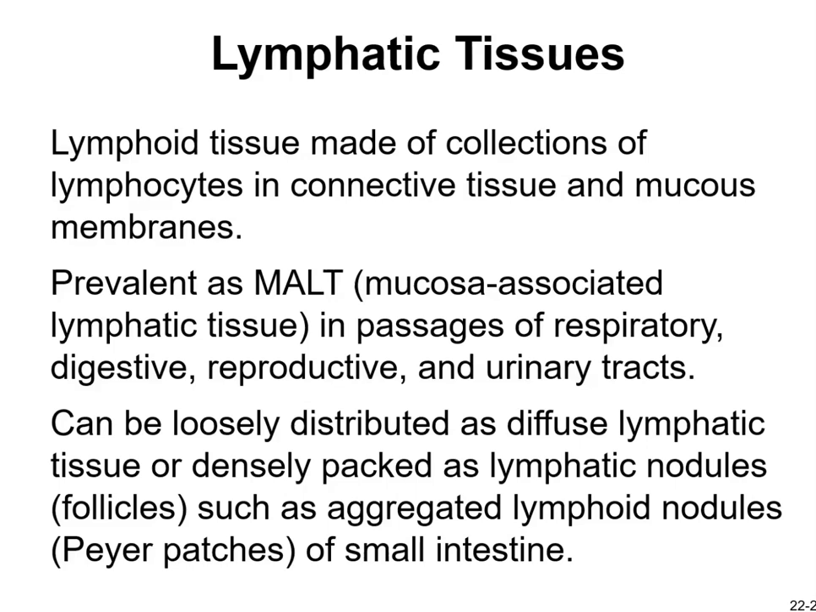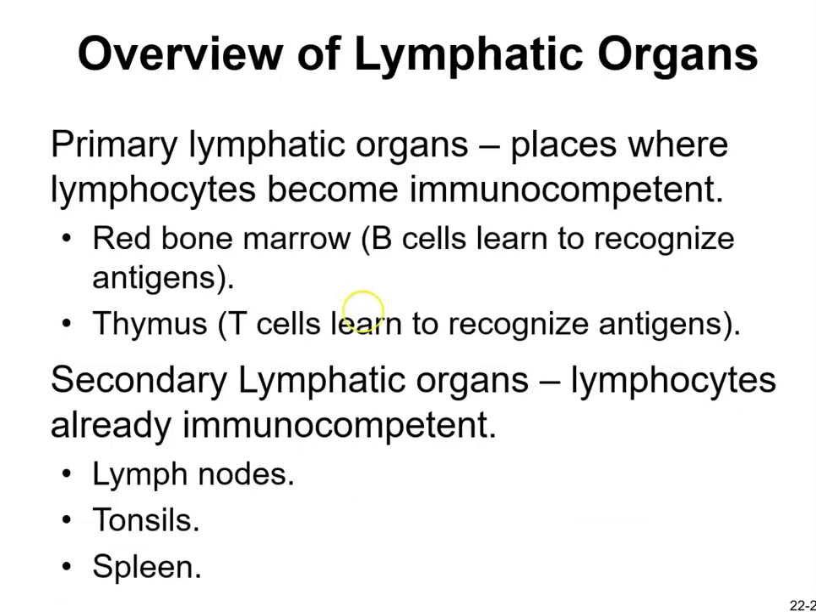So as you know, the large intestine has a lot of bacteria. So throughout the small intestine, you'll have these Peyer's patches, so none of that bacteria can get into the small intestine. So there's an immune response there. Again, the overview of the lymphatic organs.